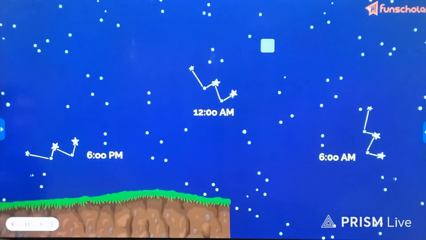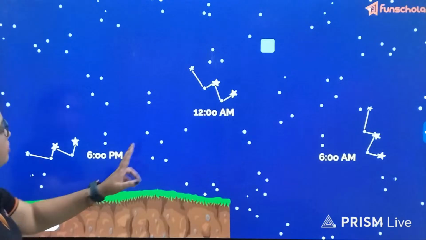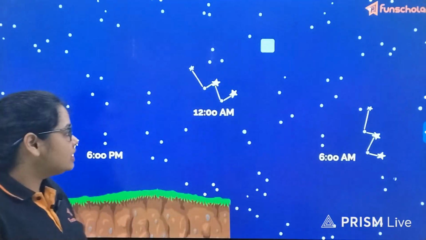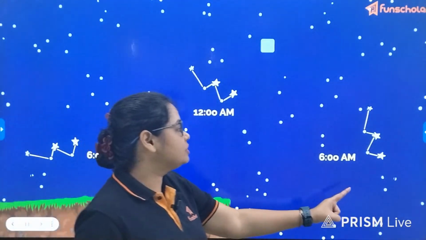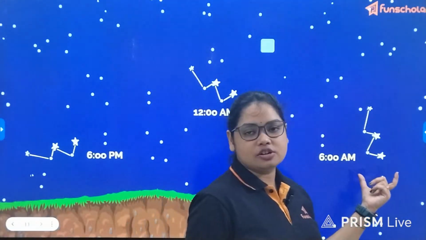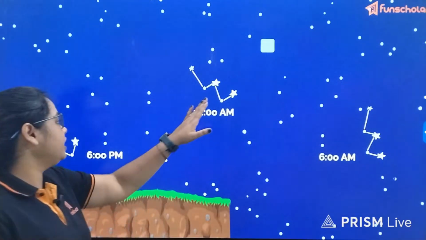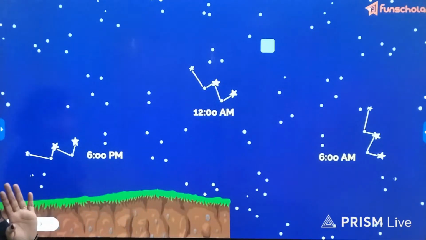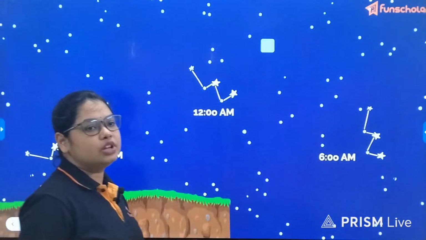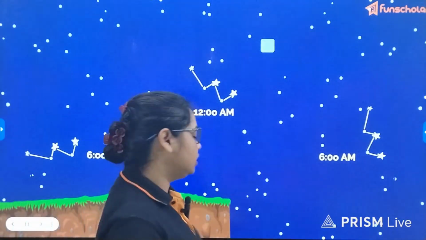So see, according to the rotation in 24 hours, at different times you can view different positions of the constellation. The pattern is the same, but at 6 a.m. you will observe a particular constellation here. At 12 a.m., you will observe it here. And at 6 p.m., you will observe it here, according to the rotation of the earth.